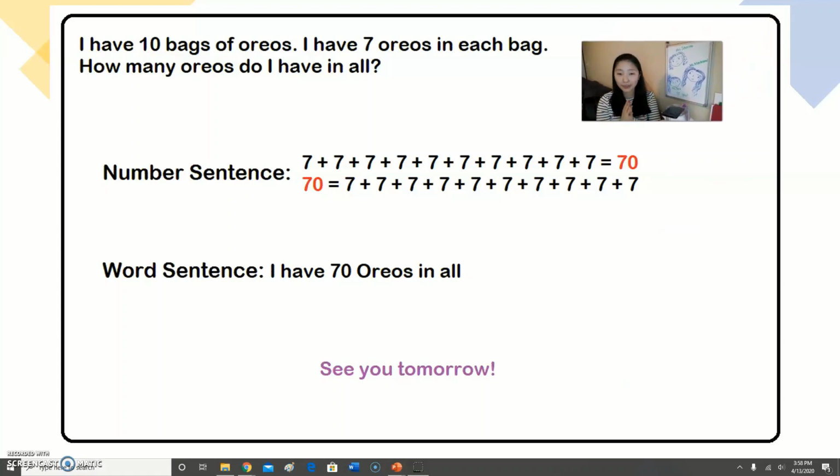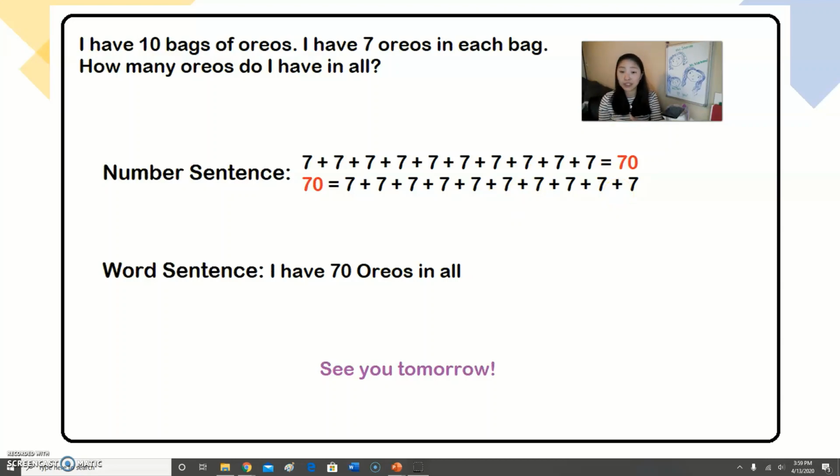Now that you saw my 3 ways, and you actually have your ways of solving, this is what I'm going to go through, your number sentence and your word sentence. For the number sentence, it should have been something like 7 plus 7 plus 7 plus 7 plus 7. There should be 10 of them all together over here. And it equals 70. If you did it with the 70 in the front, it would be 7 plus 7 plus 7 plus 7 plus 7 plus 7 after the 70.